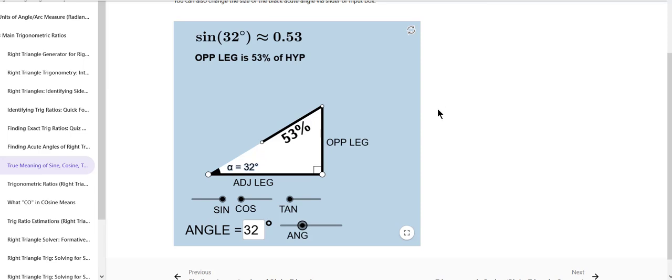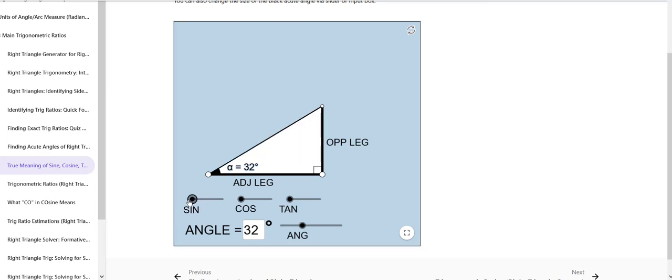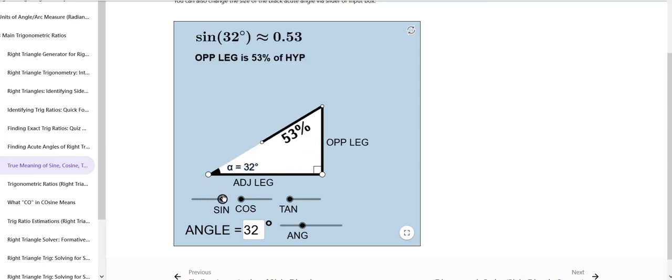Another applet that I want to show here is this. The sine is defined to be the opposite over the hypotenuse. So when you're doing a sine, you're doing the opposite over the hypotenuse. What you're really finding is that at this particular angle, 32 degrees, the sine is about 0.53 because the opposite leg is 53% of the hypotenuse.